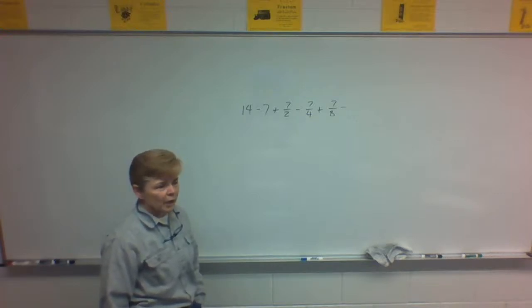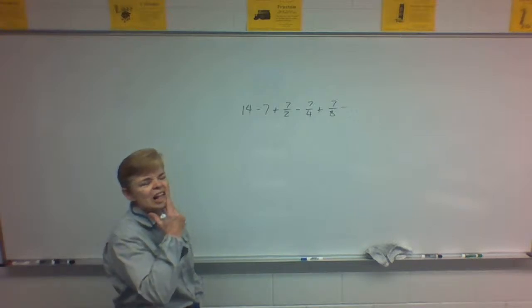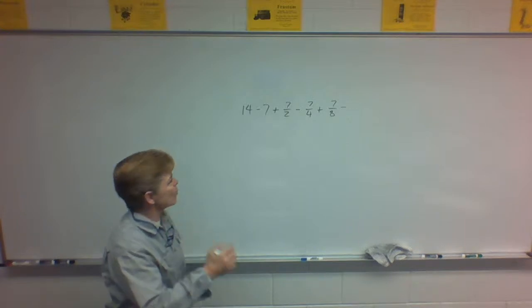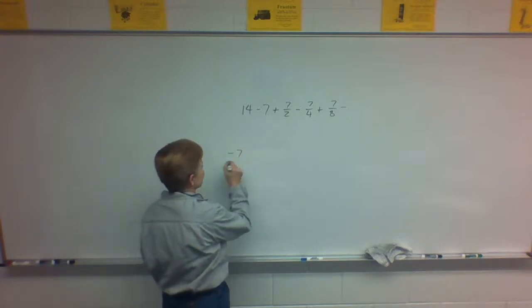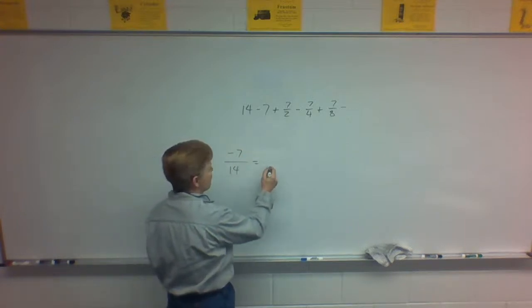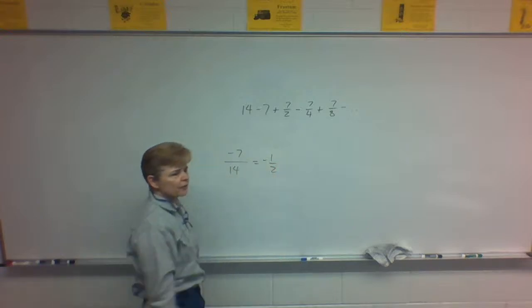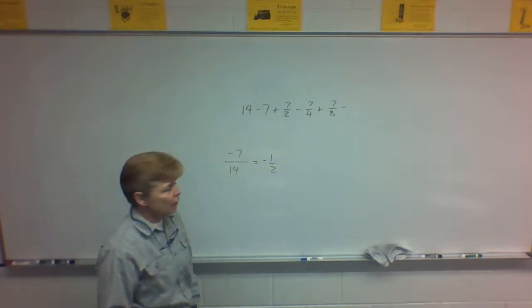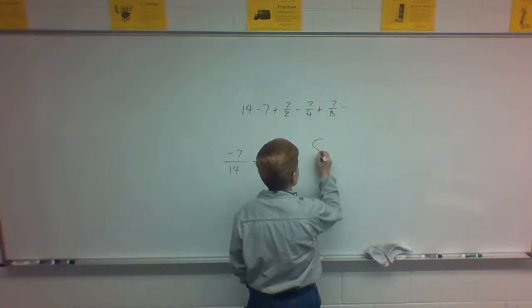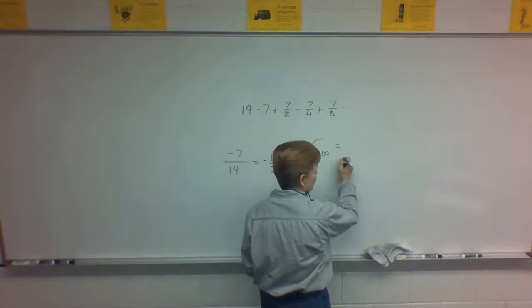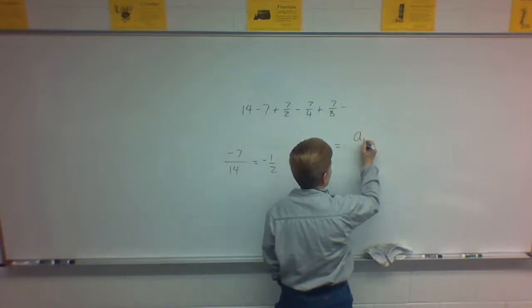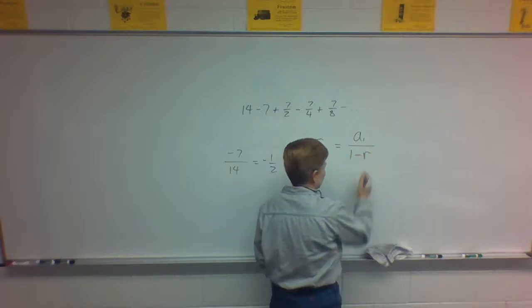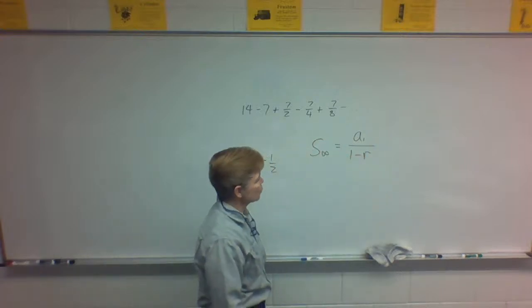You need to find R, right? How do you find R? Take any term and divide by the one before it. So let's take -7 and divide by 14. What is that? Does that fit the bill for R? Yes. Then how do we find the sum? What is the sum of an infinite series in general? A1 over 1 minus R.